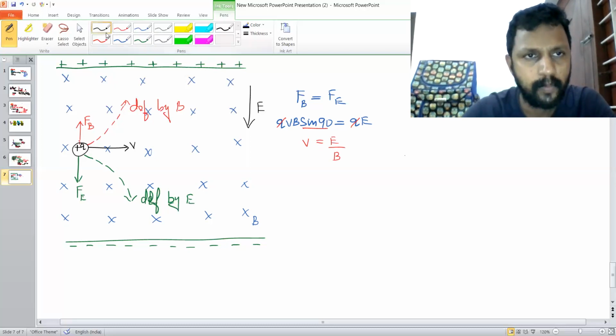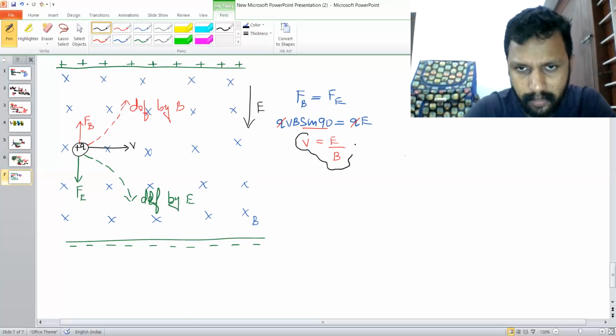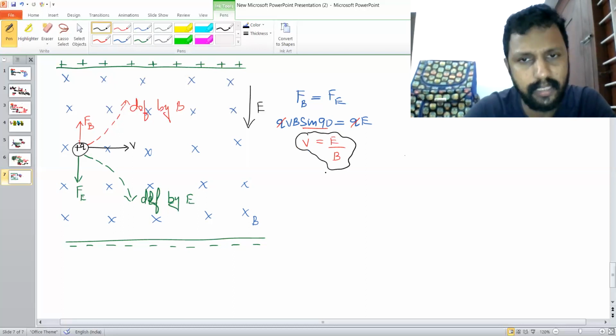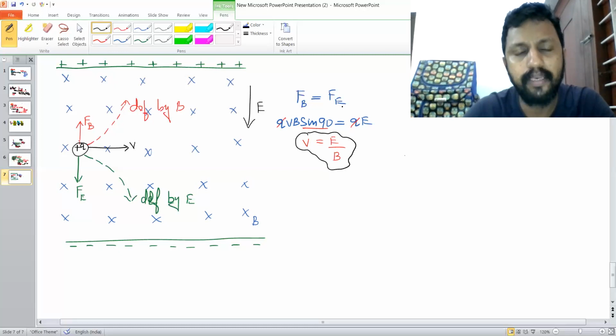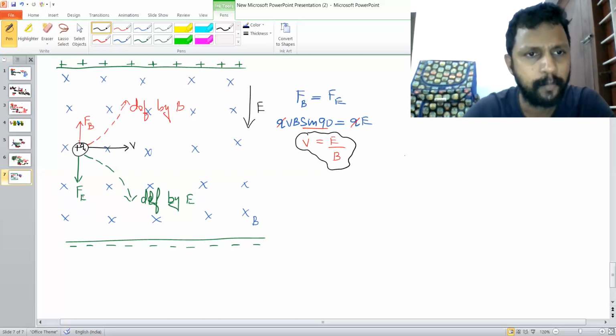What is V? V is velocity. And we are getting an expression for velocity as E by B. At the situation where velocity is equal to E by B, FB will be equal to FE, and in this situation, the charged particle will not experience any net force. The net force over this charged particle will be 0. Therefore, the charged particle will move undeviated.